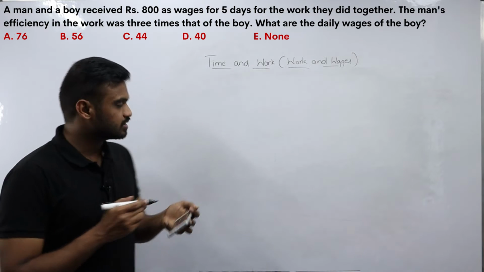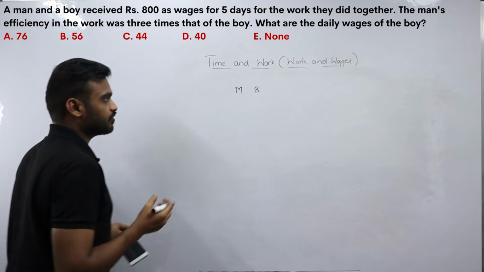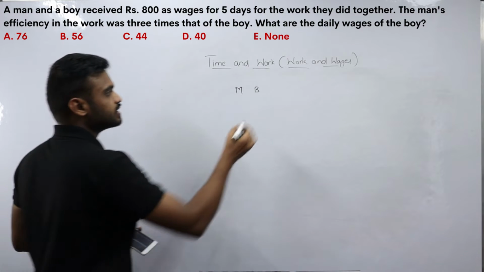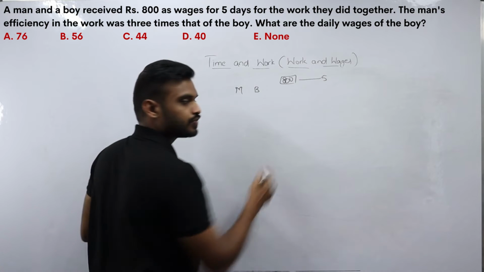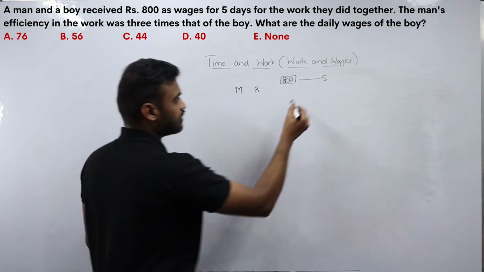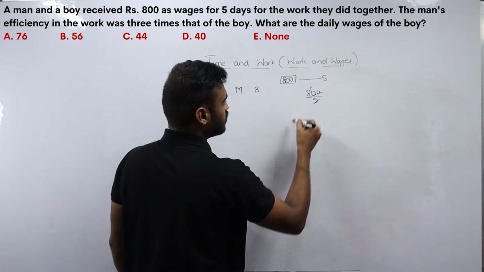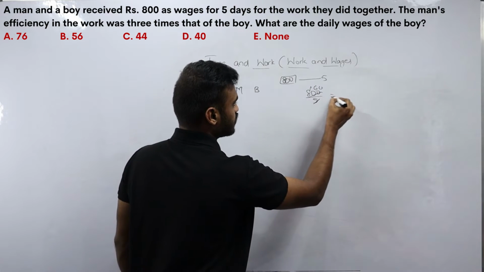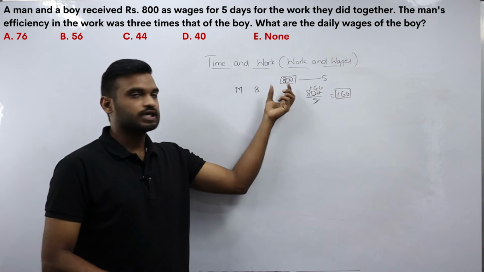Now they are saying that a man and a boy completed the work in 5 days and they got 800 rupees for 5 days. So for 1 day they will get 800 by 5, that is 160 rupees. For 5 days they have got 800 rupees.